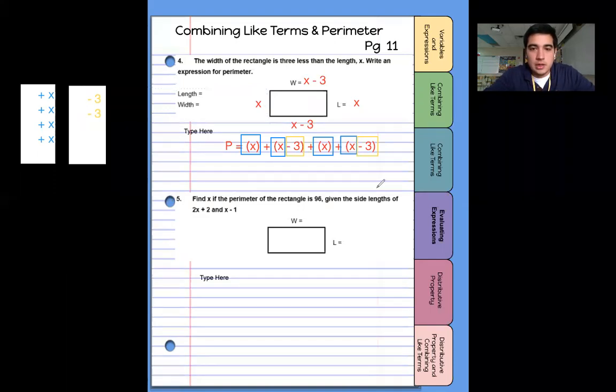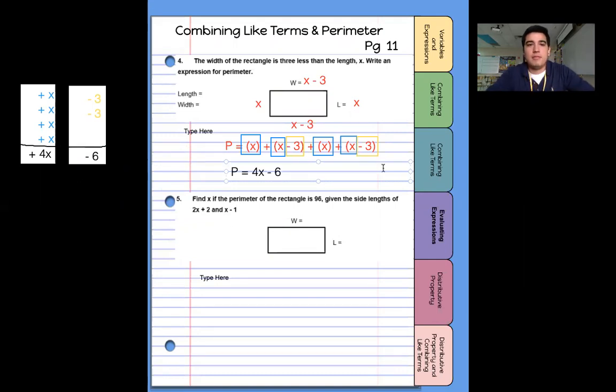Okay. So now we draw our line, and we add them up. So with the x's, right? I have 4 x's, which adds up to, surprisingly, 4x. Okay. Then we can add the constants. Negative 3 plus negative 3 gives me negative 6. Okay. Then we put it all together. So I'm going to put this right underneath. So my final answer, the perimeter equals 4x minus 6.